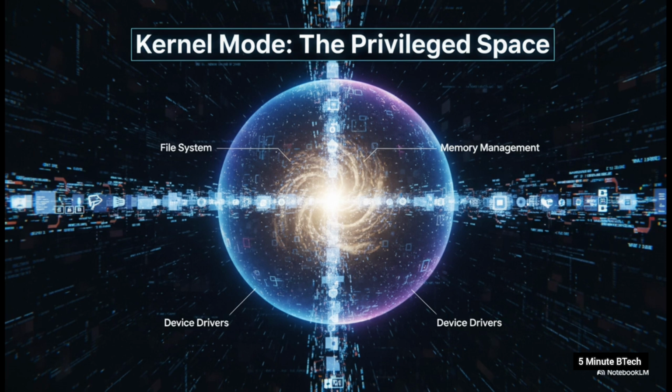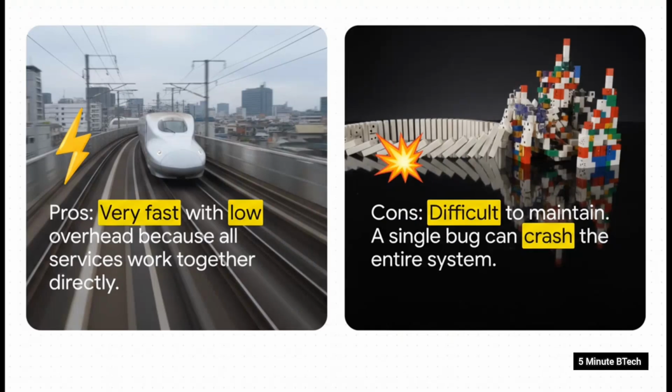And in a monolithic system, everything, the file system, memory management, all the device drivers, it all runs together in this one powerful space. It's basically one giant, super integrated program. And this really shows you the big trade-off, right? On one hand, because all the parts can talk to each other directly, it is incredibly fast. There's very little overhead.